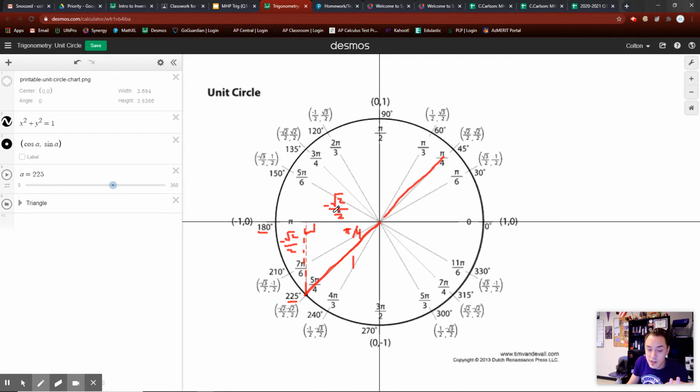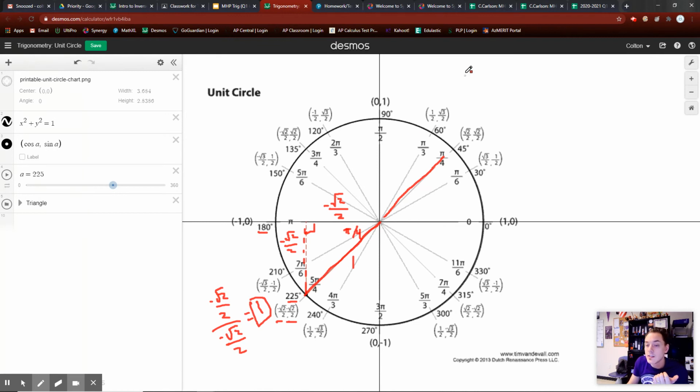And now notice the negatives. Notice my y-coordinates and notice my x-coordinates. So it's negative radical 2 over 2 and negative radical 2 over 2. And also notice this: if I want to find tangent, I take my y, negative radical 2 over 2, over my x, negative radical 2 over 2. And then that becomes 1, because negative divided by negative is positive 1.